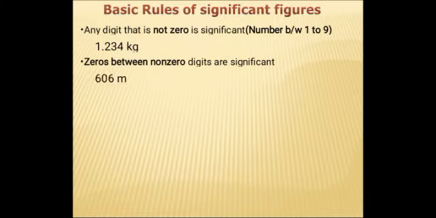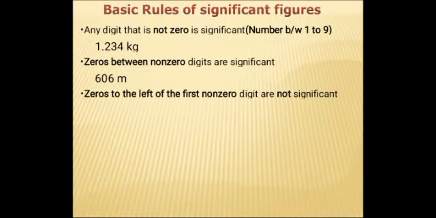Similarly, the second rule is zero between non-zeros. If 0 is between non-zero digits, between 1 to 9, that is also significant. Suppose the example is 606. The 0 is in between 6 and 6, so we will count this 0. This is significant. This is important. We will value it.